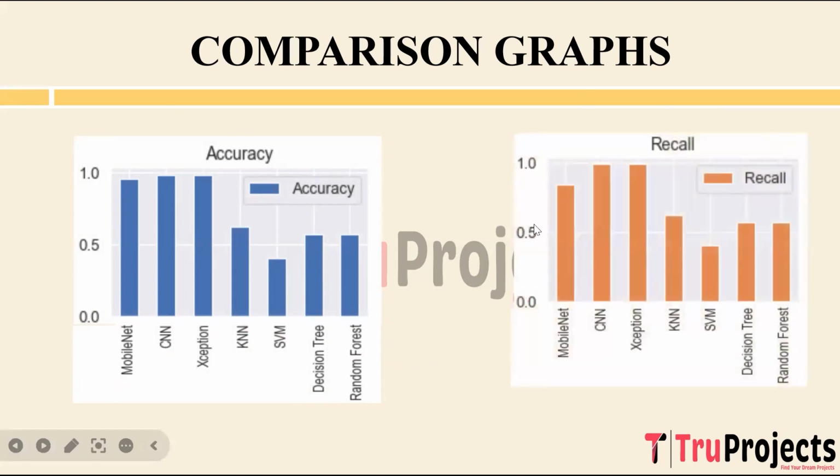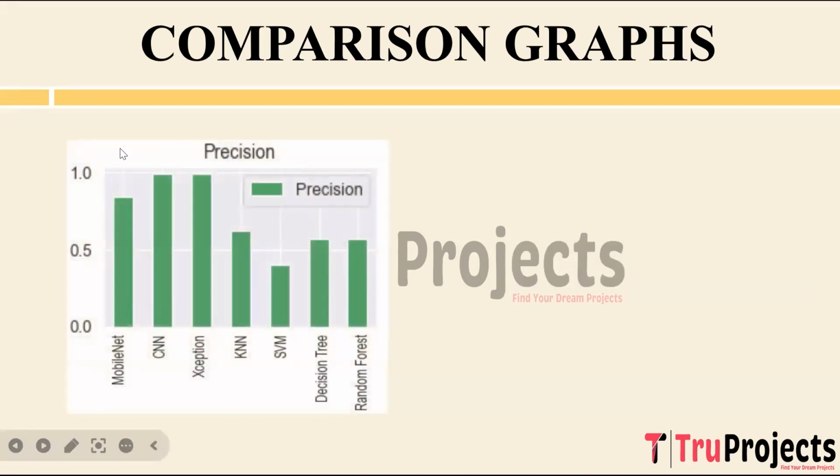This is recall comparison graph. Here on the x-axis we have algorithm name, and on the y-axis we have recall score. Recall, also known as sensitivity or true positive rate, measures the model's ability to correctly identify all relevant instances in the dataset. It calculates the ratio of true positives to the total number of actual positive instances, true positives plus false negatives.